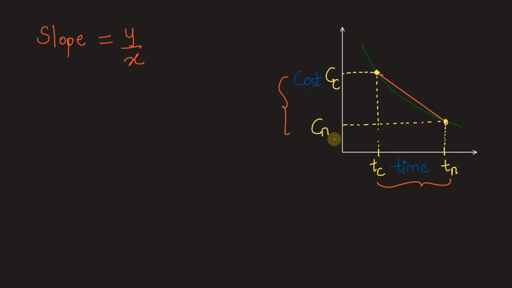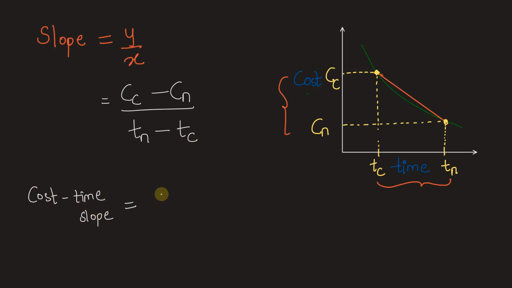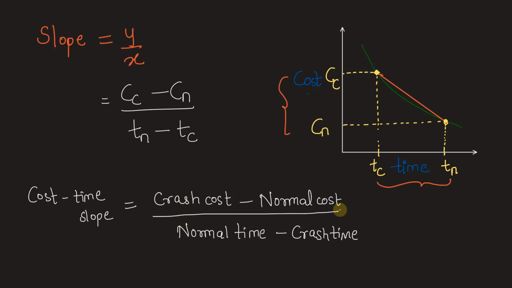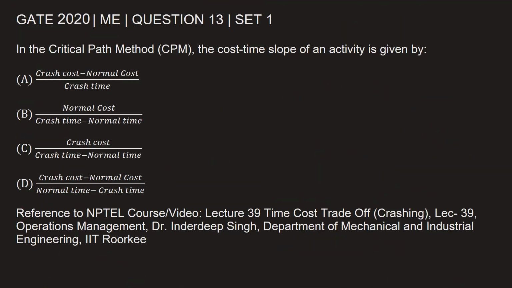Here we have the ordinate, that is y, to be the cost. So we take crash cost minus normal cost, this difference divided by normal time duration. Normal time duration is a higher value. So Tn minus Tc, that is crash time. So our answer here is cost time slope is equal to crash cost minus normal cost divided by normal time minus crash time duration. And this is given in option D. So let's mark option D as the answer.